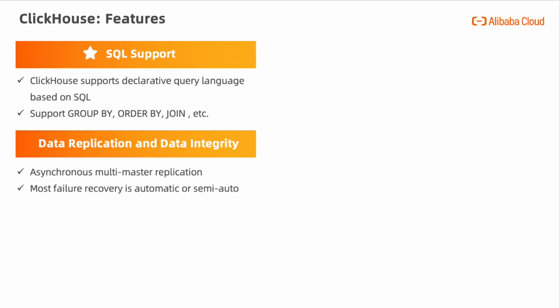Secondly, data replication and integrity are also very important features in an OLAP database. ClickHouse uses asynchronous multi-master replication, keeping identical data on different replicas. And recovery after most failures is performed automatically, or semi-automatically in complex cases.